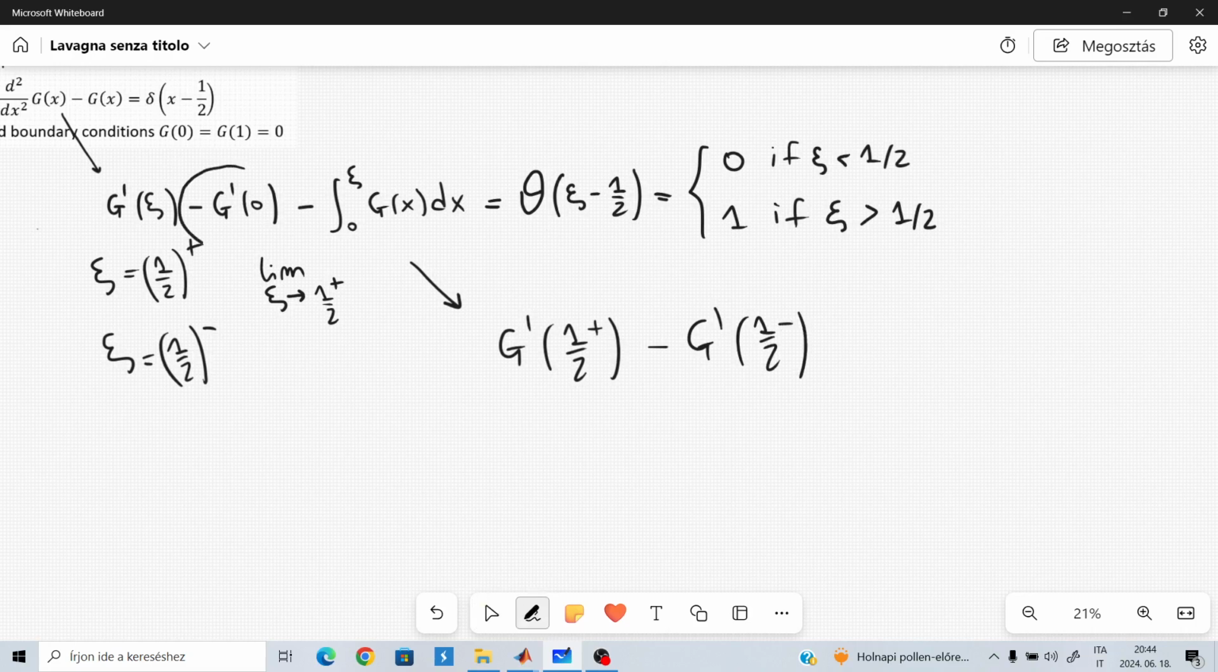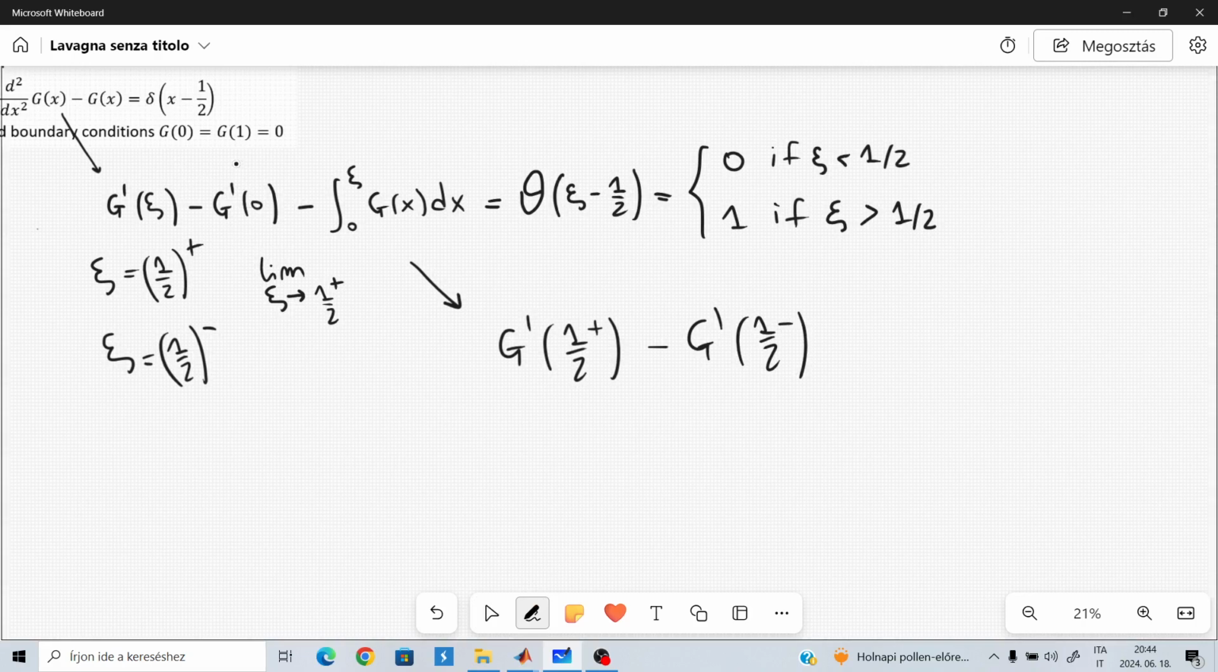understand that this g prime of 0 will get cancelled because it will be the same in both equations. So once you subtract them, this will cancel. And similarly, you can understand that this integral will also cancel.